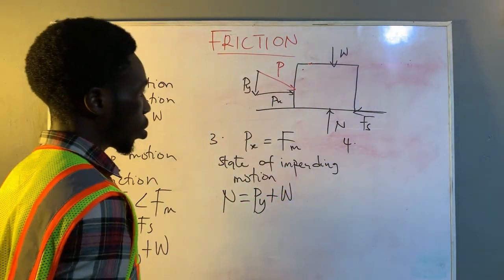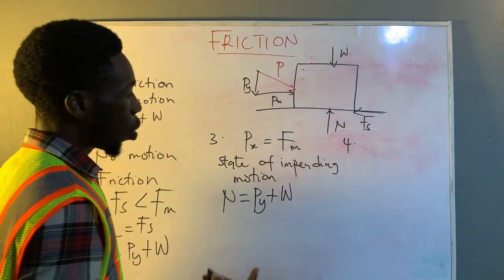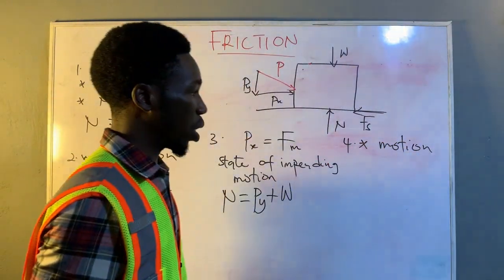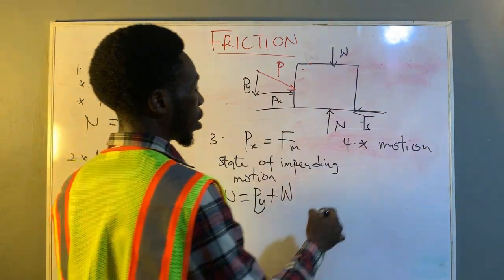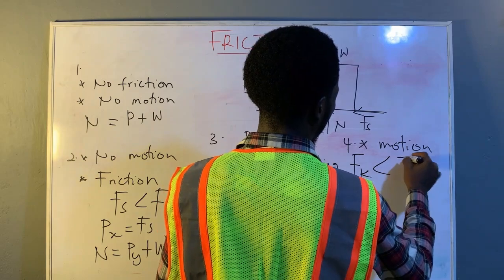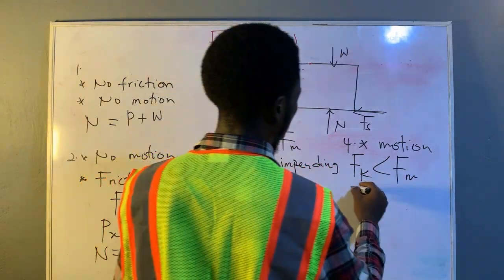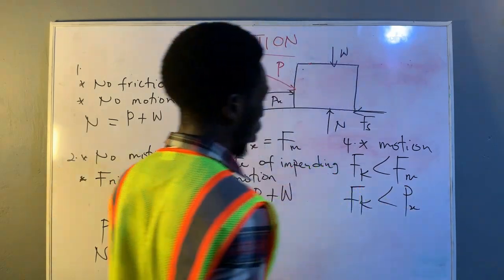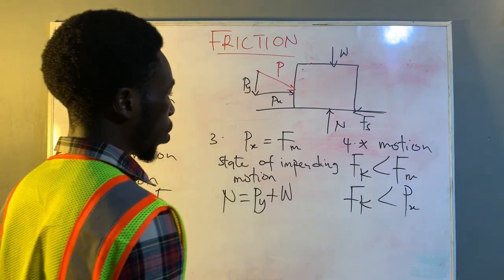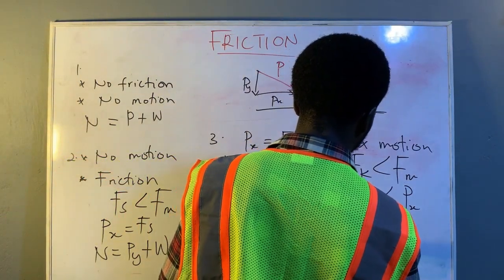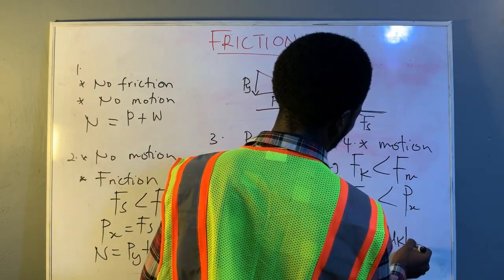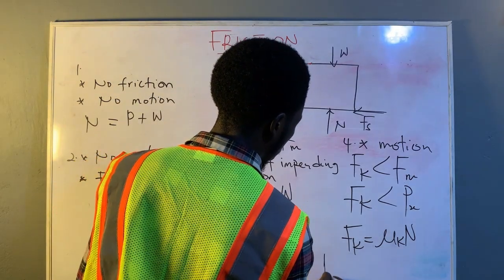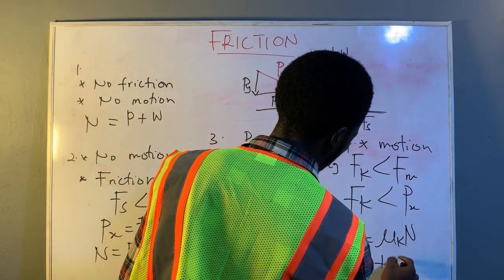With the last situation, there is motion. And there's friction, but the friction in this case will be the kinetic friction. We know that kinetic friction is less than the maximum friction, and in this case it is also less than the horizontal component of the applied force. So there will be motion. Fk is equal to the coefficient of kinetic friction times the normal reaction. The sum of the forces in the vertical direction gives the normal reaction equals Py plus the weight force.